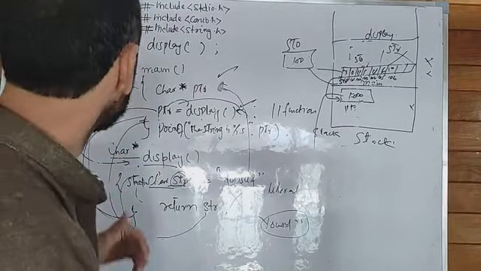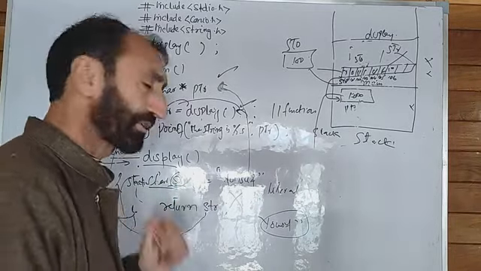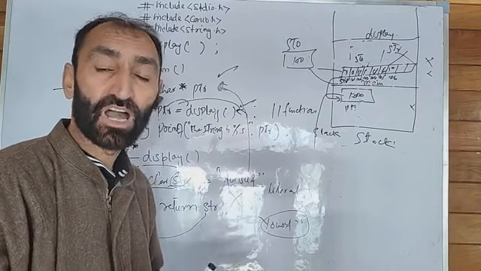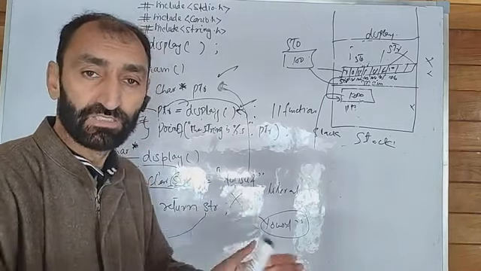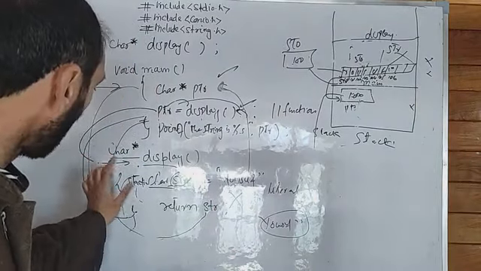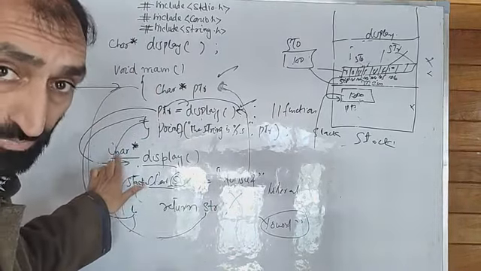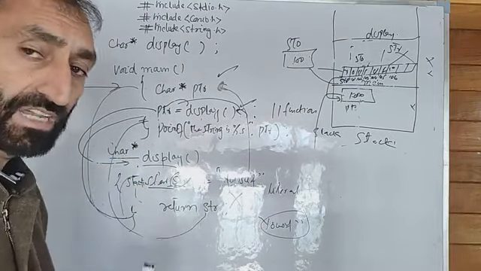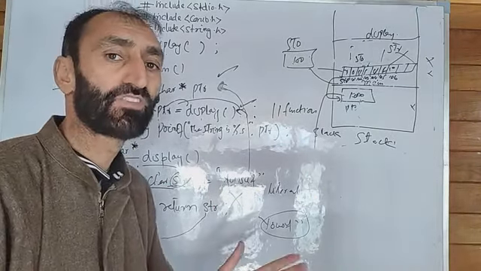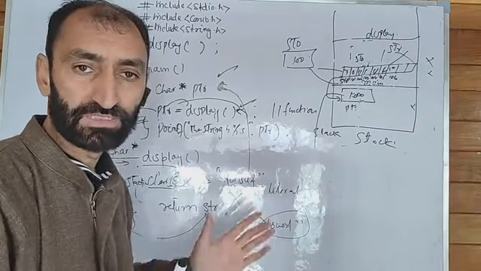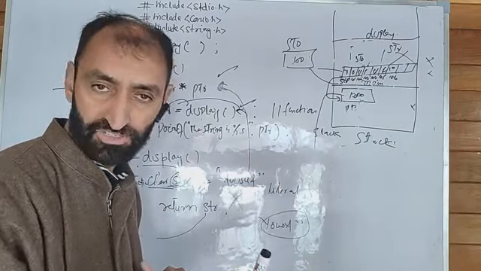Now, in the next video, we will discuss one more concept: how to return a pointer from a function. Here we have discussed how to return a pointer as well, because it actually returns a character pointer. But in that video, we will discuss different types of pointers: integer pointer, float pointer, double pointer.